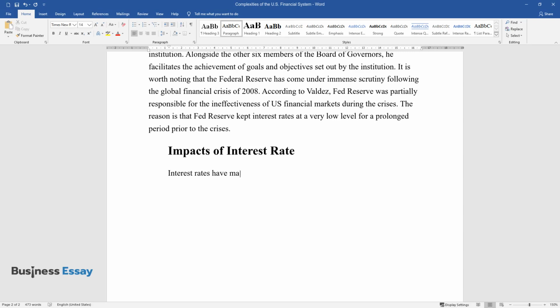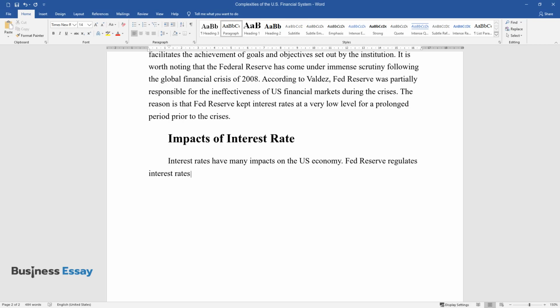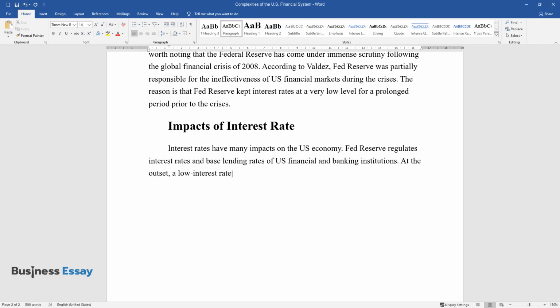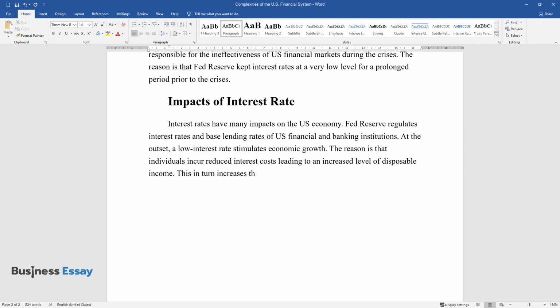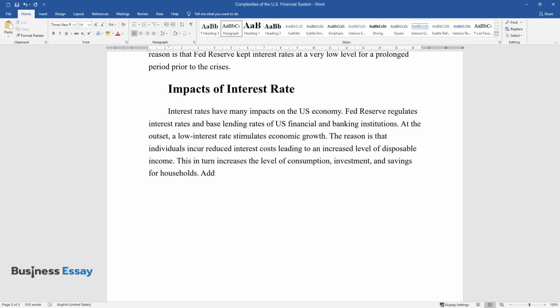Impacts of interest rate. Interest rates have many impacts on the U.S. economy. The Fed Reserve regulates interest rates and base lending rates of U.S. financial and banking institutions. At the outset, a low interest rate stimulates economic growth. The reason is that individuals incur reduced interest costs, leading to an increased level of disposable income. This in turn increases the level of consumption, investment, and savings for households.